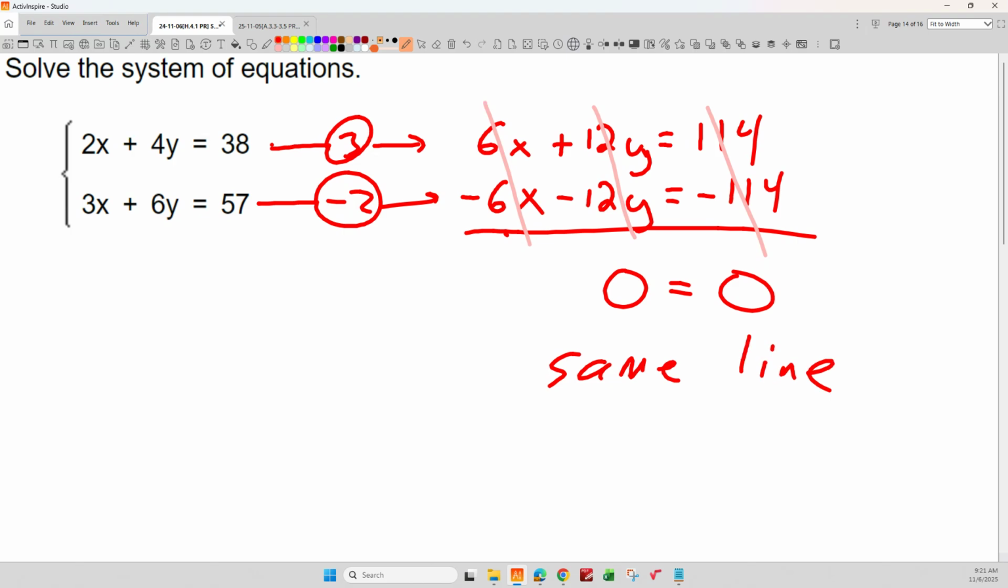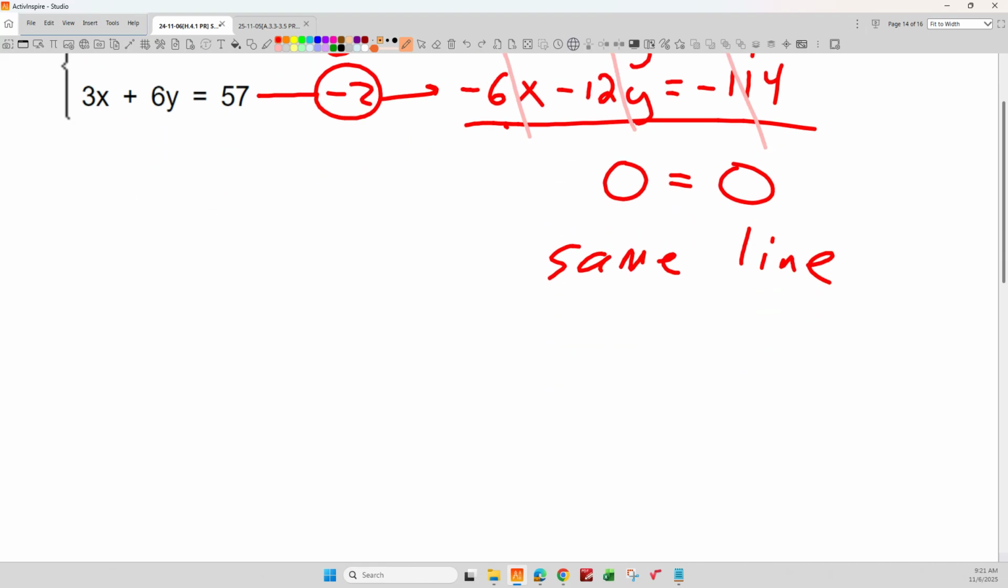Okay? So what would we call it? What kind of system would that be? Do you remember? Consistent or inconsistent? Consistent, dependent or independent? There you go. Consistent, dependent system. Okay?